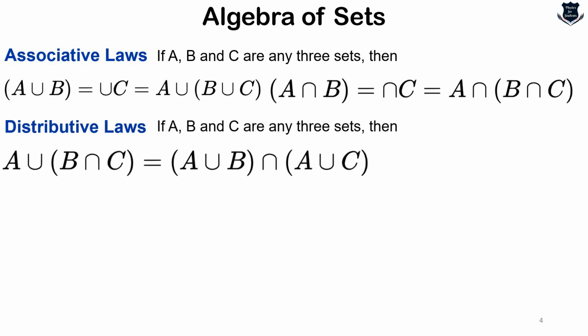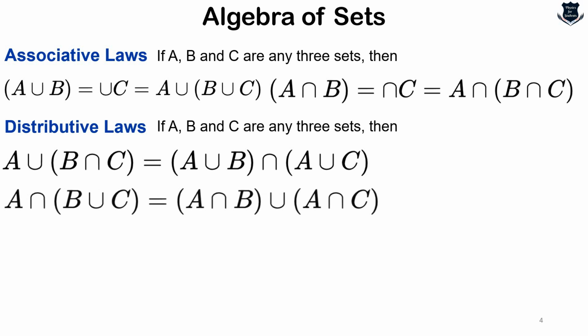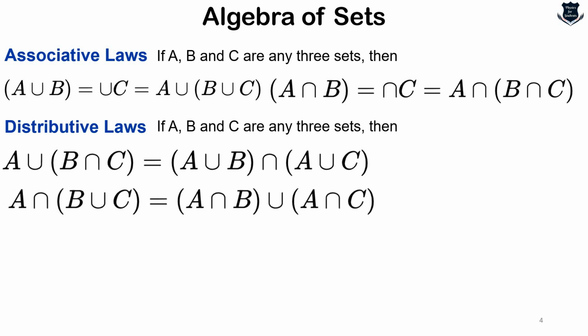Distributive laws, again we have to take three sets. A union (B intersection C) equals (A union B) intersection (A union C), and it can also be this: A intersection (B union C) will be equal to (A intersection B) union (A intersection C).